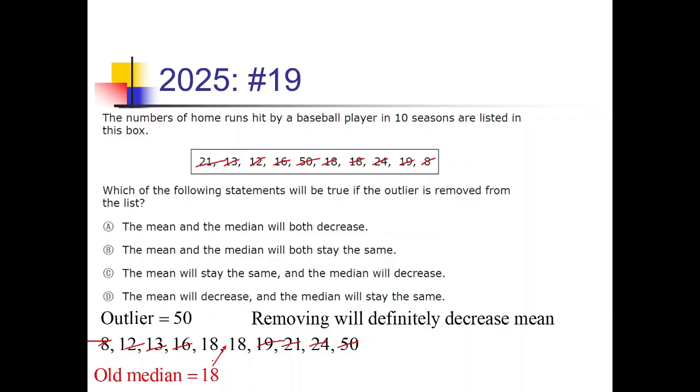All right, now let me just erase all that, and let me just pretend this outlier doesn't even exist. And now let's find the median based on the remaining items. So now we would cross off 8 and 24, 12 and 21, 13, 19, and then 16 and 18, and that would leave us with a new median of, right here, we've got 18. Well, since the new median and the old median match, that means the median is staying the same. So we have the, let's see, the mean will decrease and the median will stay the same. That's going to be choice D.